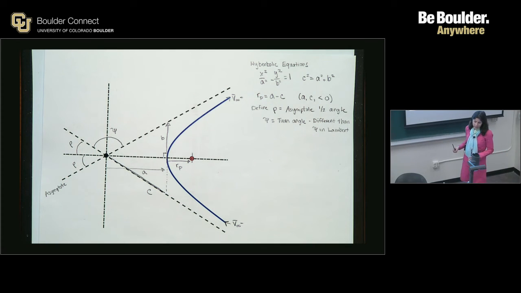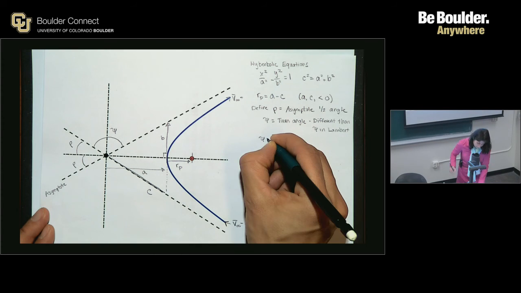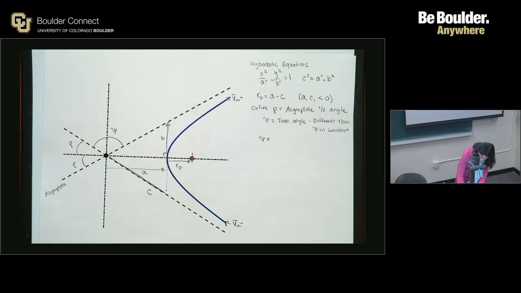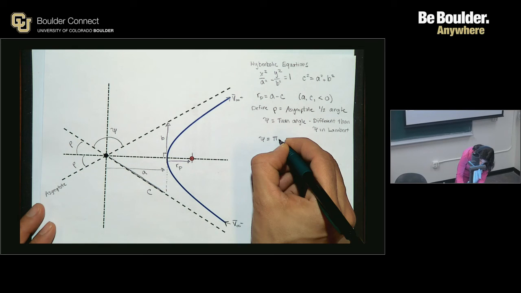So, conveniently, we can write a relationship between psi and rho. What would that be? Psi is pi minus 2 rho, all right?